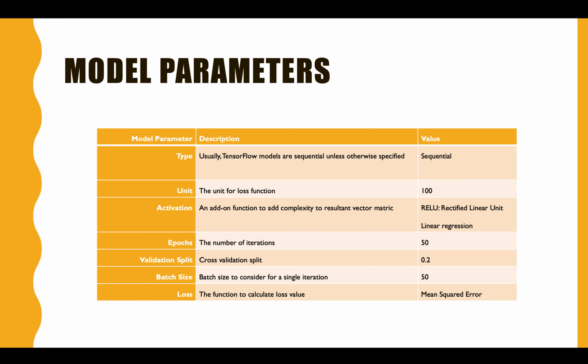And then I'm setting it as 50 epochs. The validation split is 20%, so 80% for training and 20% for test. And then the batch size is 50 for each epoch. And then the loss function is mean squared error. So that's how it calibrates itself, using the loss function, which is derived off of the MSE.